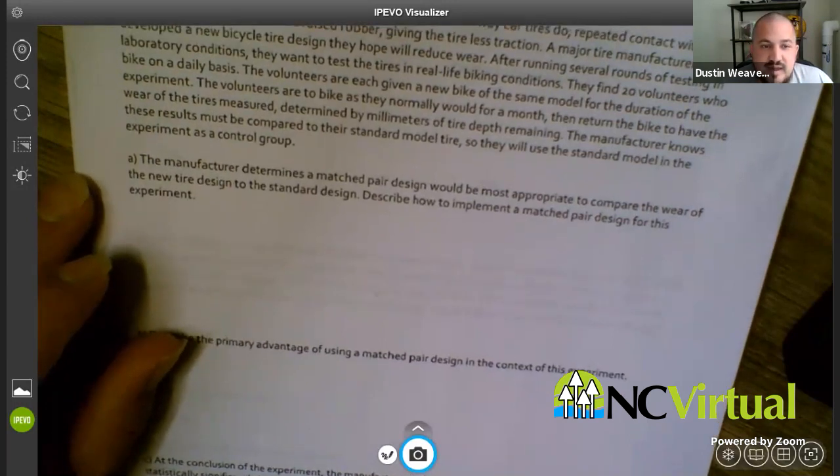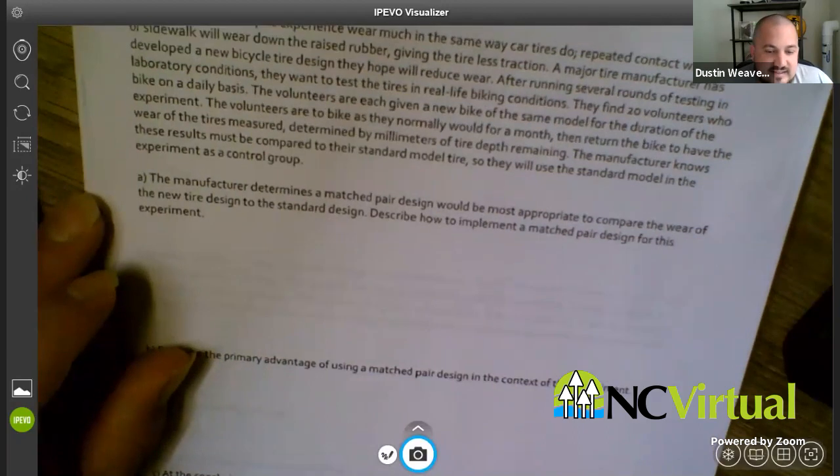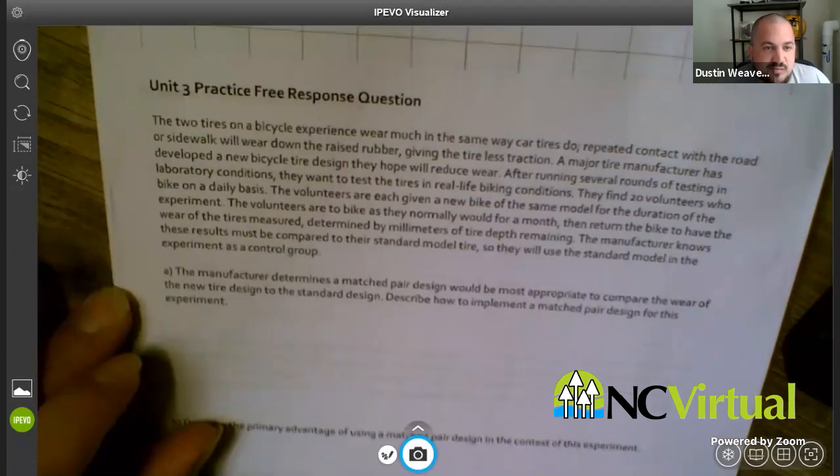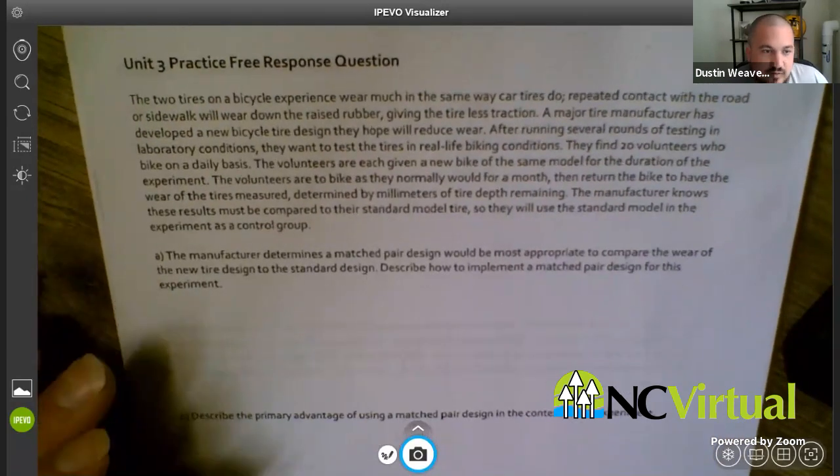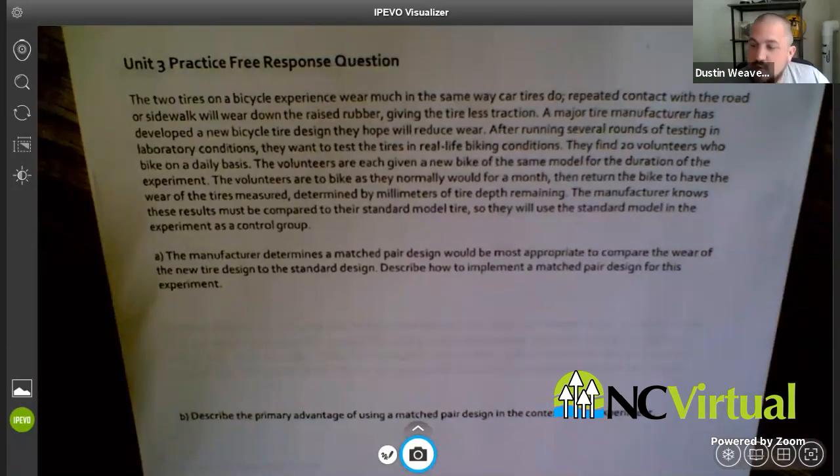If you follow in Stats Medic, that's kind of your last part in Unit 3. I'm going to read this real quick. We'll go through A, B, and C, and we'll be done for today and finish up Unit 3.